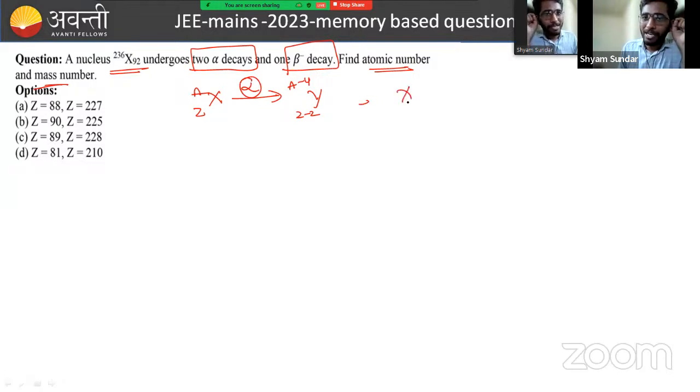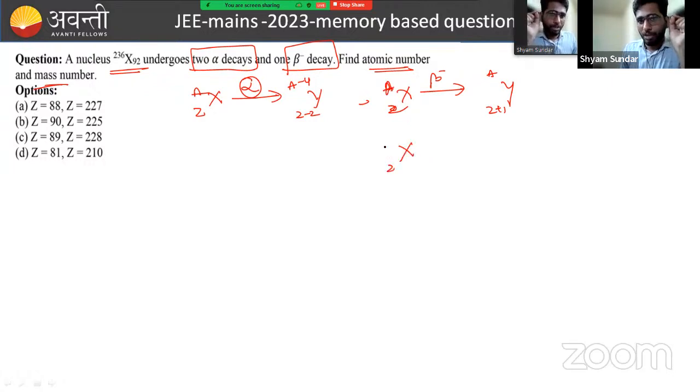In the same case, for atomic number Z and mass number A, if it undergoes beta minus decay, the daughter nucleus increases its atomic number by plus 1 and the mass number remains the same. There is no change in mass number.